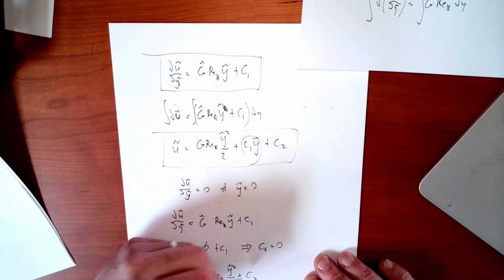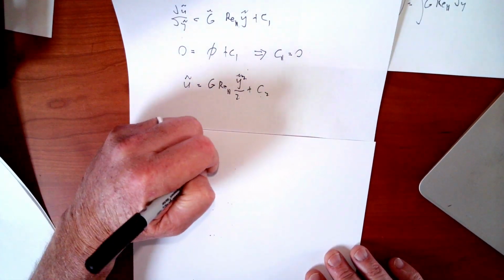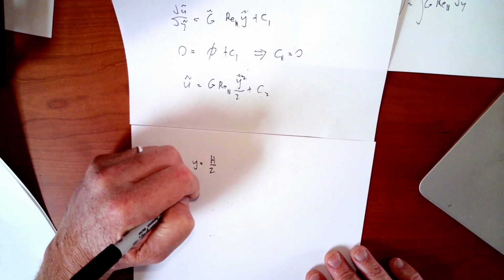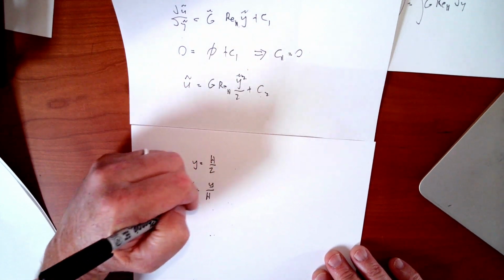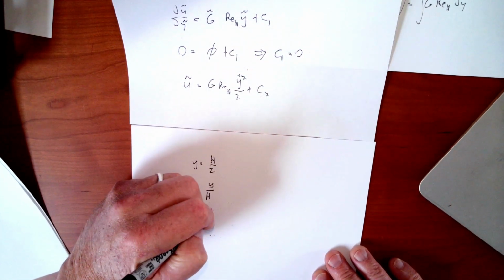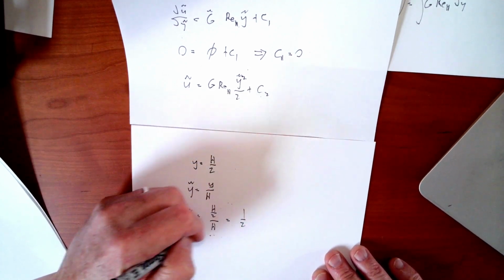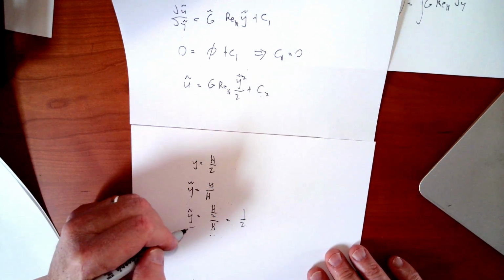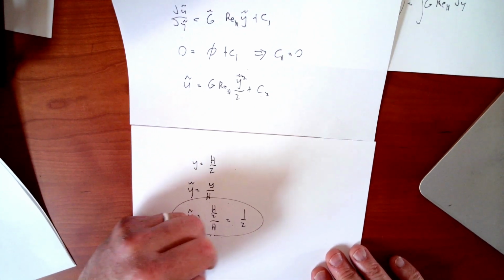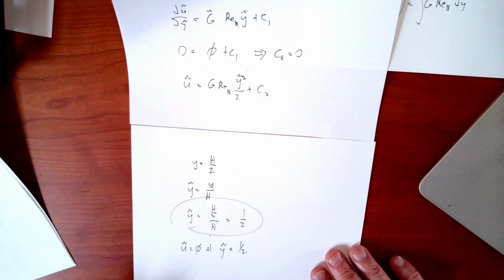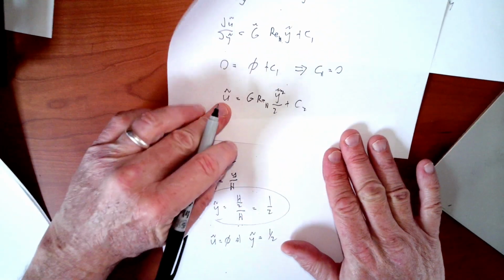So the question is, what is y tilde at y equals h over 2? Y tilde equals y over h. Therefore, y tilde equals h over 2 over h, which equals 1/2. So y tilde equals 1/2 at the wall. That's my boundary condition, that u equals 0 at y tilde equals 1/2.